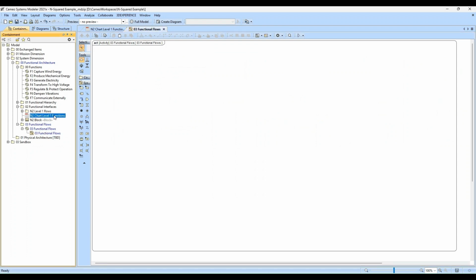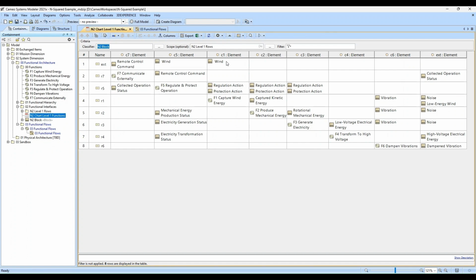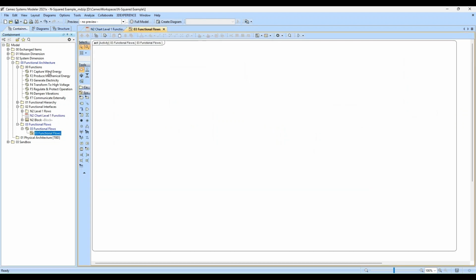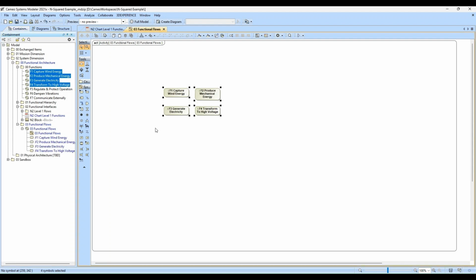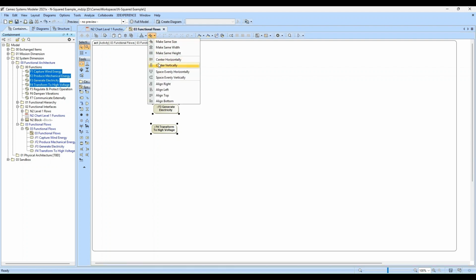So you remember the main physical flow is related to the conversion of the energy that the wind has into the needed high voltage electrical energy. And this involves having function 1, 2, 3, and 4 in place in this flow. So we just need to drag and drop the needed functions and reorder them accordingly in the right sequence, the sequence that gives us the exchange of items in this case.